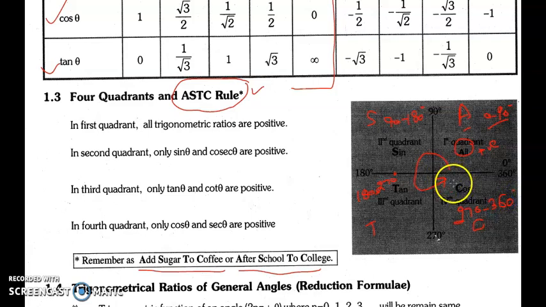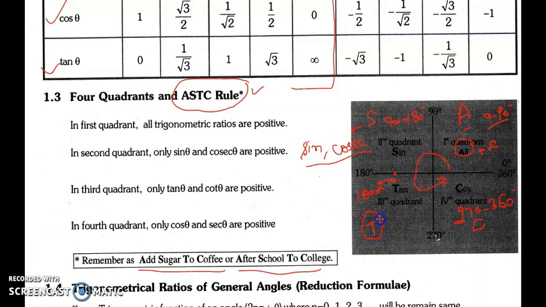Okay. Now what does this ASTC mean? In the first quadrant all are positive. All positive means the 6 trigonometric ratios will all be positive. S is for sine, sine and its reciprocal cosec. These two will be positive, the rest 4 will be negative in the second quadrant.